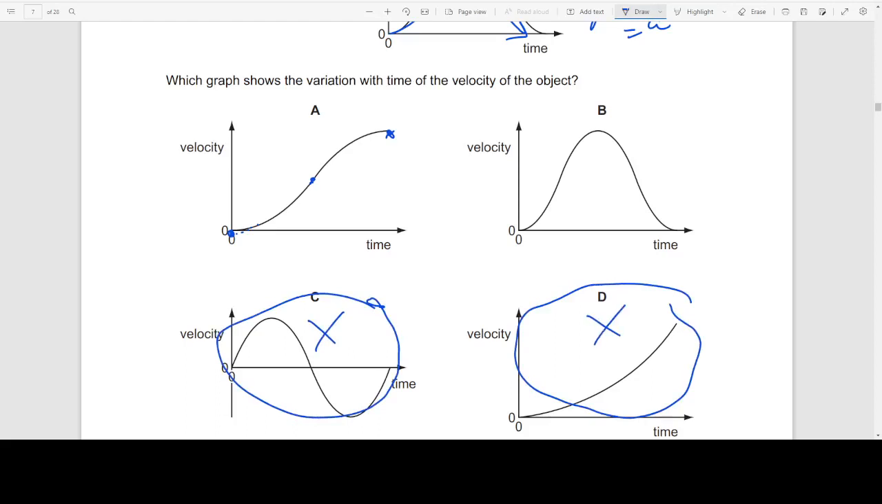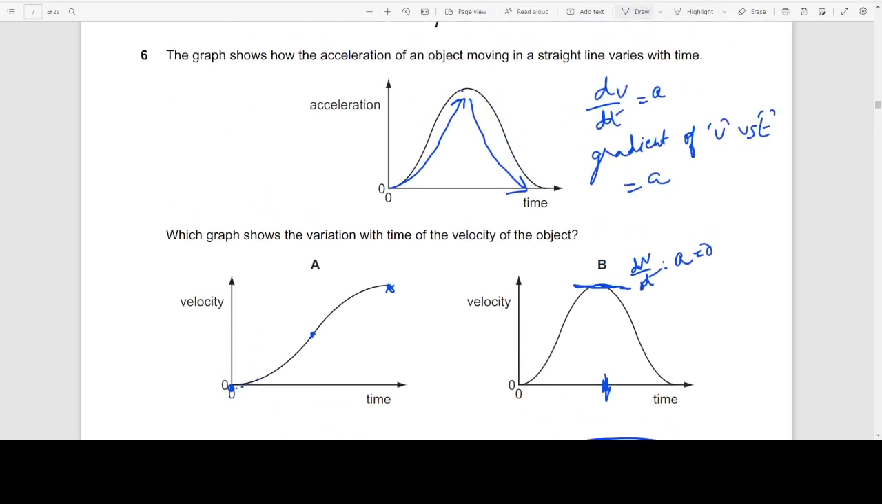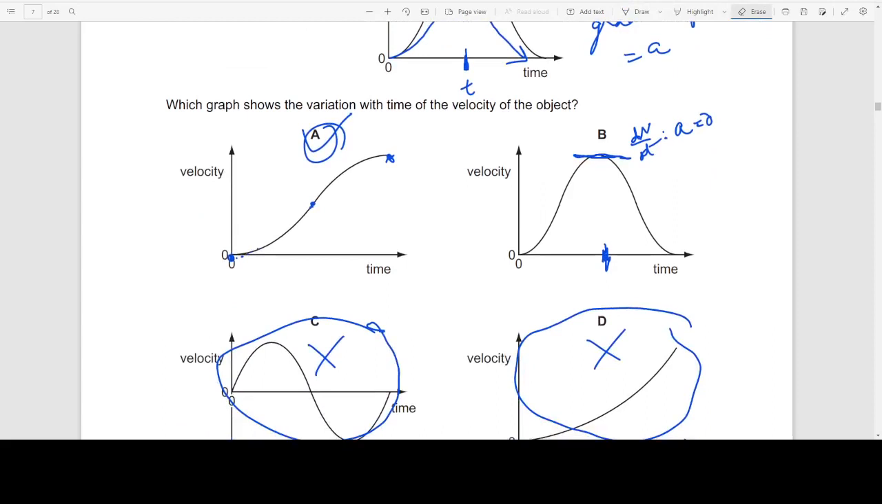And over here, if you see, the gradient of velocity is 0 even at this point in graph B, which means dv/dt, which is acceleration, is 0, but acceleration is not 0 in between, because acceleration has some value at this time. Hence A is the only correct answer. I hope you guys understand this.